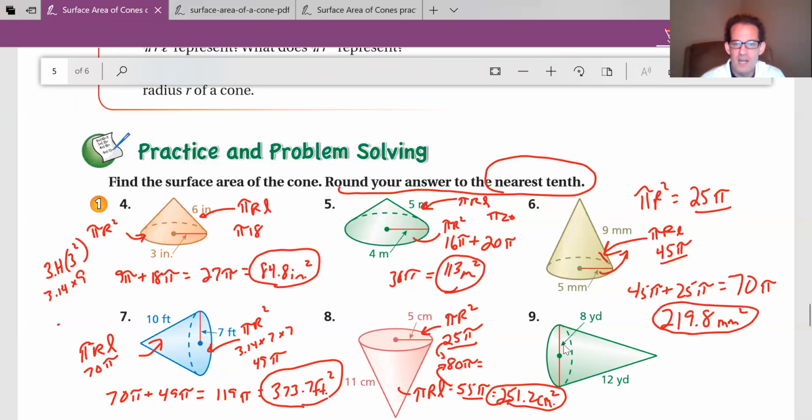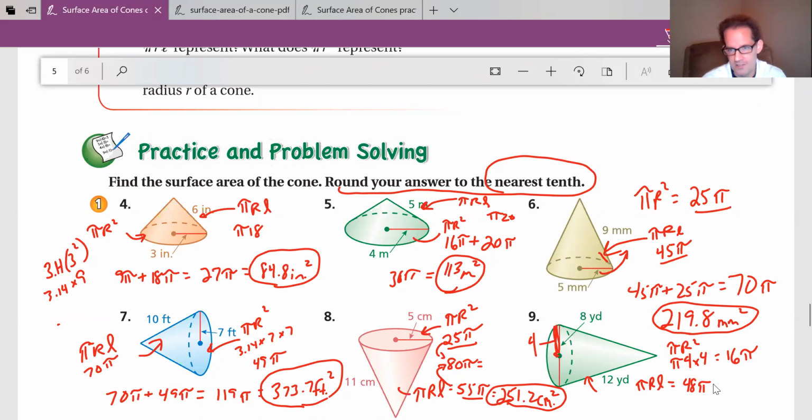Okay. Number 9 has what looks like a diameter, and that's not what we want in our formula. We want the radius. So remember, the radius is half the diameter. So if it says the diameter is 8, we want a radius of 4. Yeah, so the base would be a circle. That's pi r squared, or pi times 4 times 4, which is 16 pi. The lateral height isn't 8 times 12, it's 4 times 12. That's pi times the radius times the lateral height. So I know 4 times 12 is 48, so that's 48 pi.